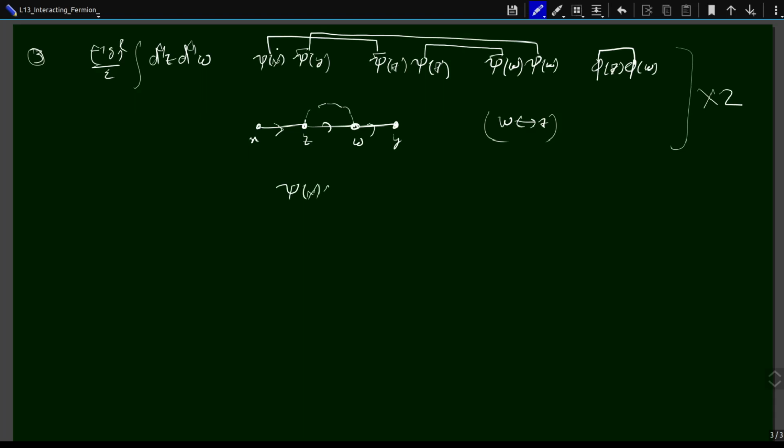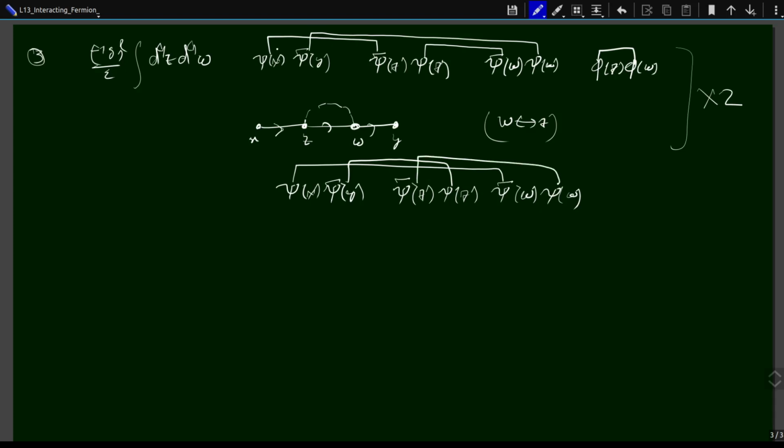Psi x psi bar y, psi bar z psi z, psi bar w psi w. So this guy couples with this guy, psi bar of x with this guy, and z with w was anyway there. Okay, psi bar z, psi w. Okay, so again if I start with x, it will just rename these two guys and no change in the propagator happens.